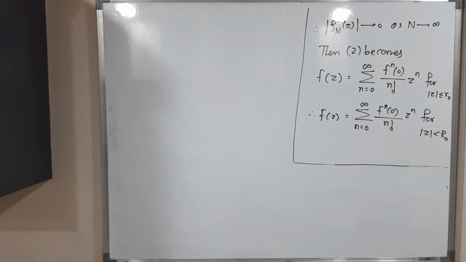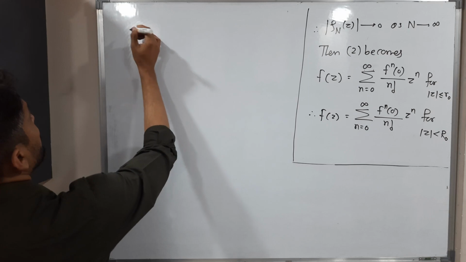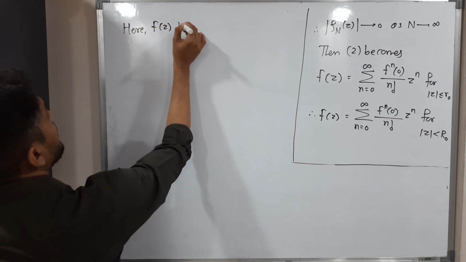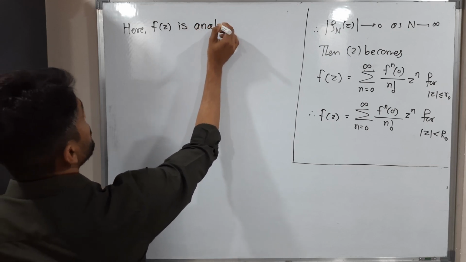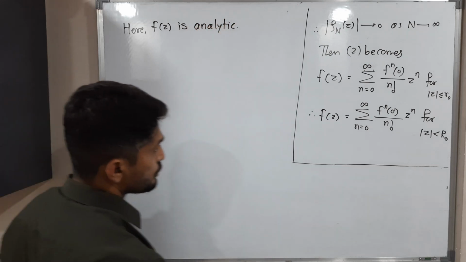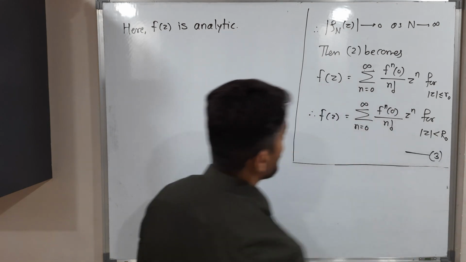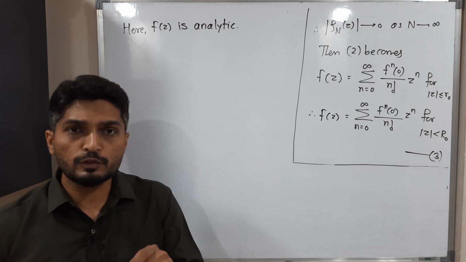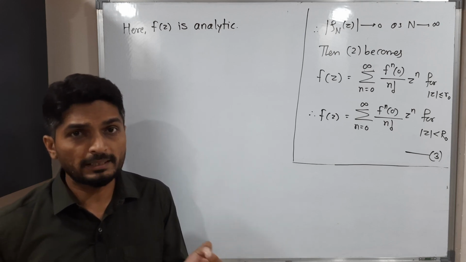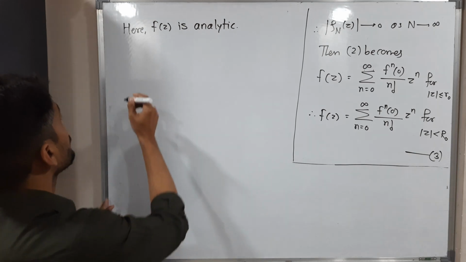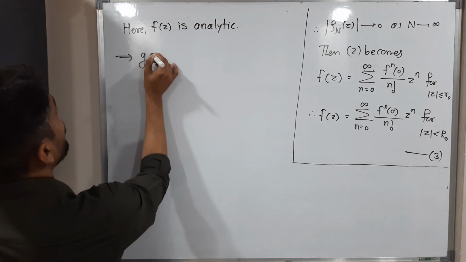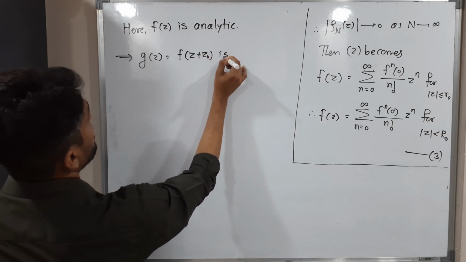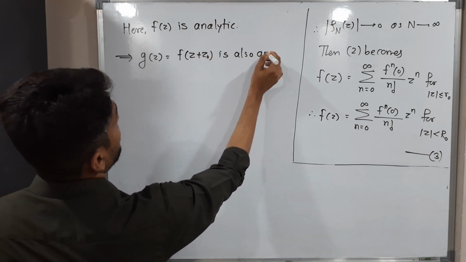Let me mention here f(z) is analytic. Initially they have mentioned analytic, so let me call it 3. So f(z) is analytic, so that's why f(z + z naught) is also analytic. That means if you simply add a complex constant, it is still analytic. So it implies we can write g(z), defined in this way by simply adding z naught to z, is also analytic.